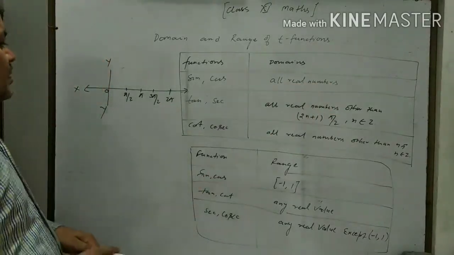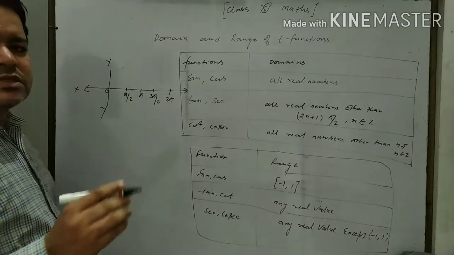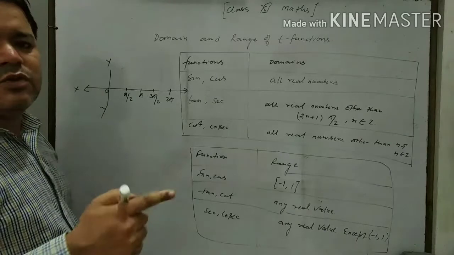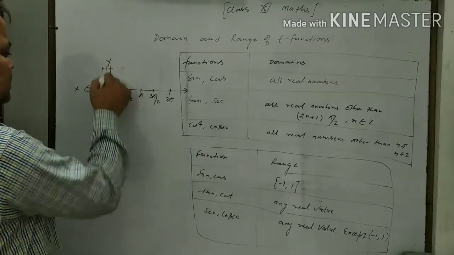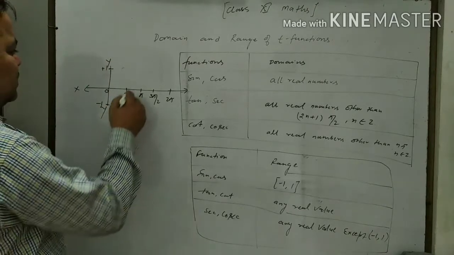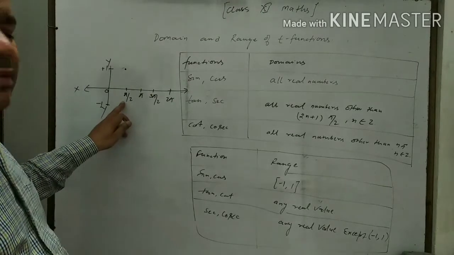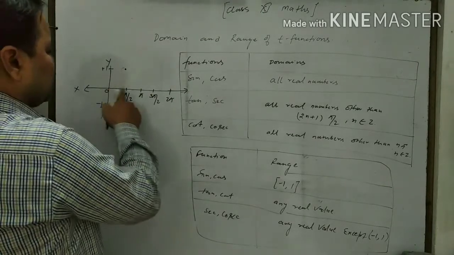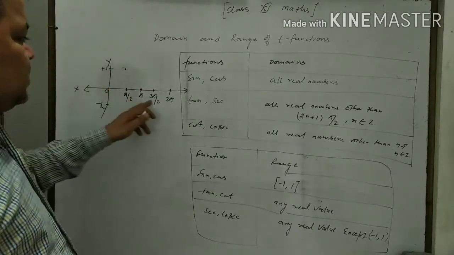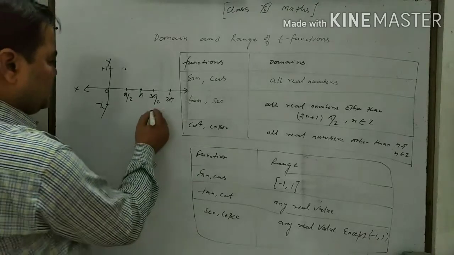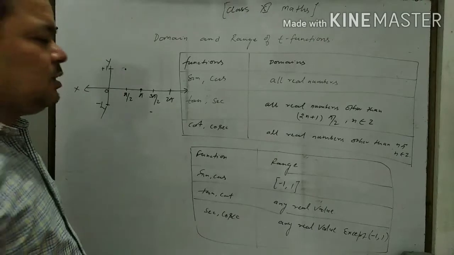Just like, sine 0 is 0. Sine 90 is equal to 1. Here, let this be plus 1 and here minus 1. Then sine pi by 2 will be 1 here. Again, sine pi is what? 0. Sine 3 pi by 2 will be minus 1. And again sine 2 pi will be 0.